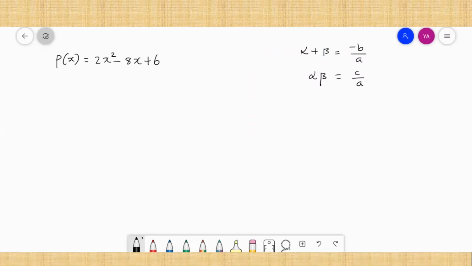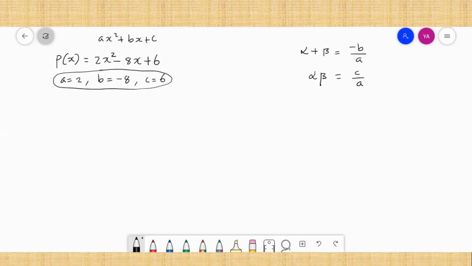So here what is a? Compare with the general form, ax square plus bx plus c. What is a here? 2. What is b? Minus 8. Very good. What is c? 6. So keep this in your mind. We will use it.